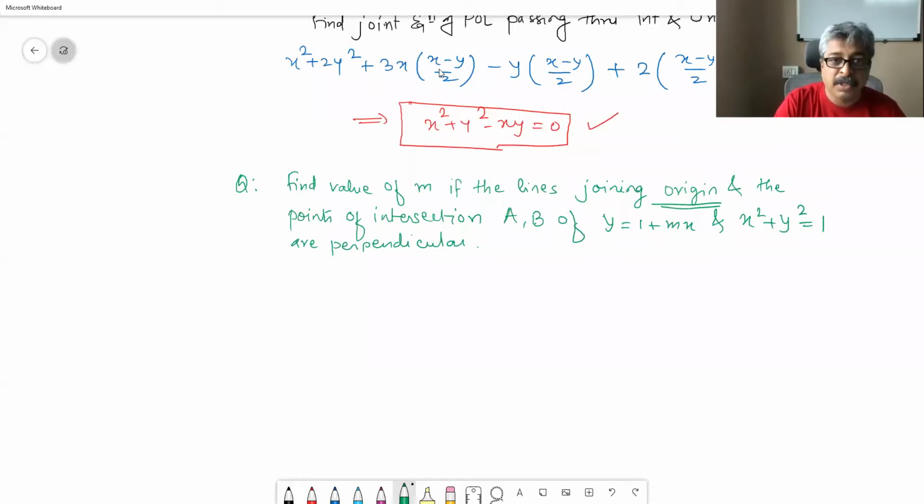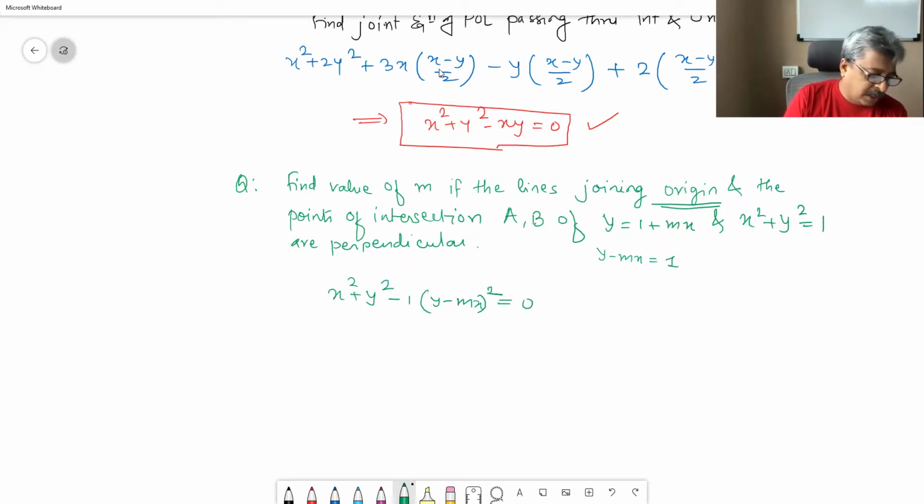For the records, the problem is to be solved. Now it is again homogenization and you get your 1. 1 is equal to y minus mx is equal to 1. Right? So x square plus y square minus 1 into y minus mx bracket square is equal to 0. So when you expand this and collect proper terms, we get 1 minus m square into x square plus 2mxy is equal to 0. And now these two lines, this is POL and they should be perpendicular to each other.